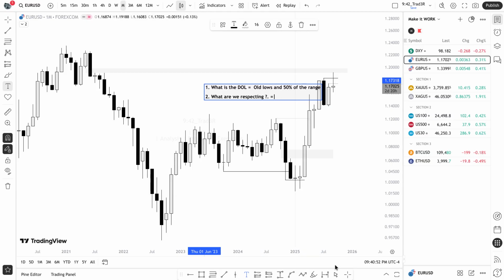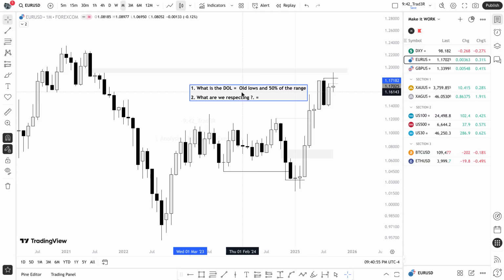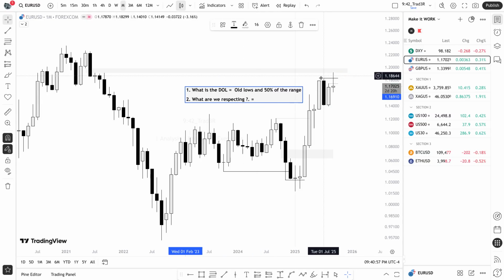And you can see here on the EURUSD charts, price is doing what? Respecting old highs into a premium key level, which is a fair value gap. So price is what? Price is respecting old highs and premium key level.